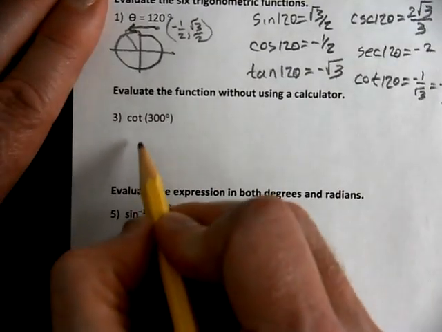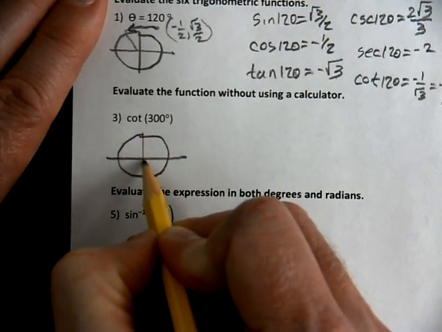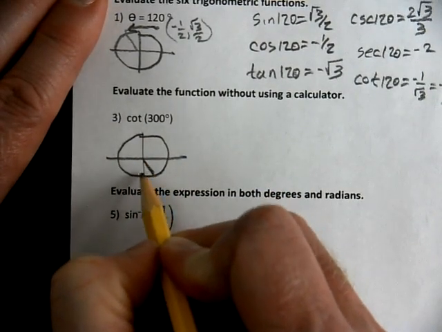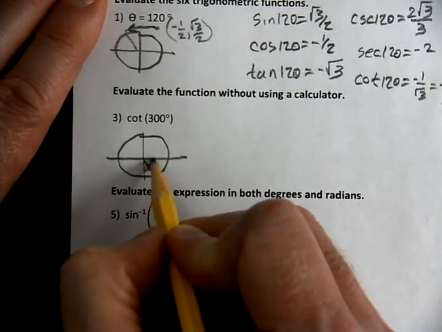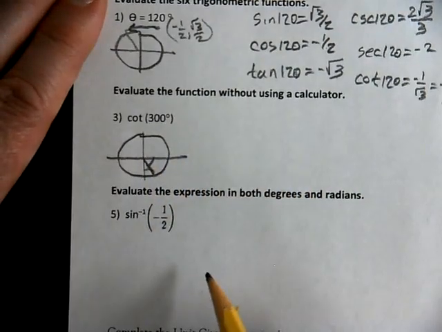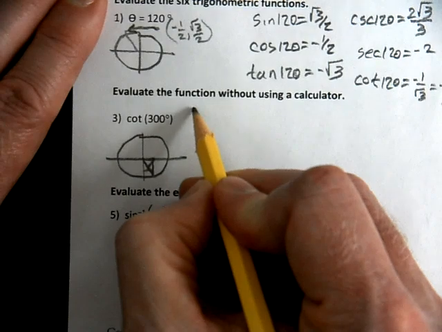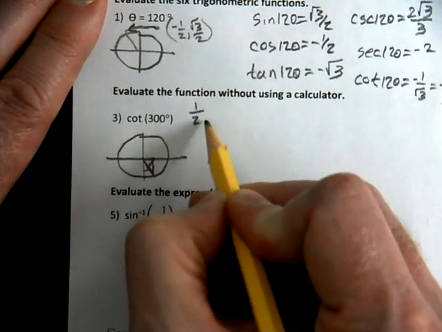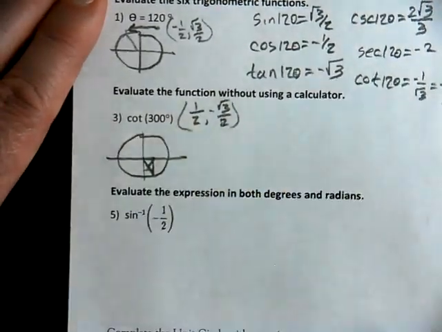Evaluate. So what is the cotangent at 300? 300 would be 30 degrees past 270. It would be 60 degrees short of 360. So that's going to be short and long. So we know we have half for x and long for y, negative root 3 over 2.